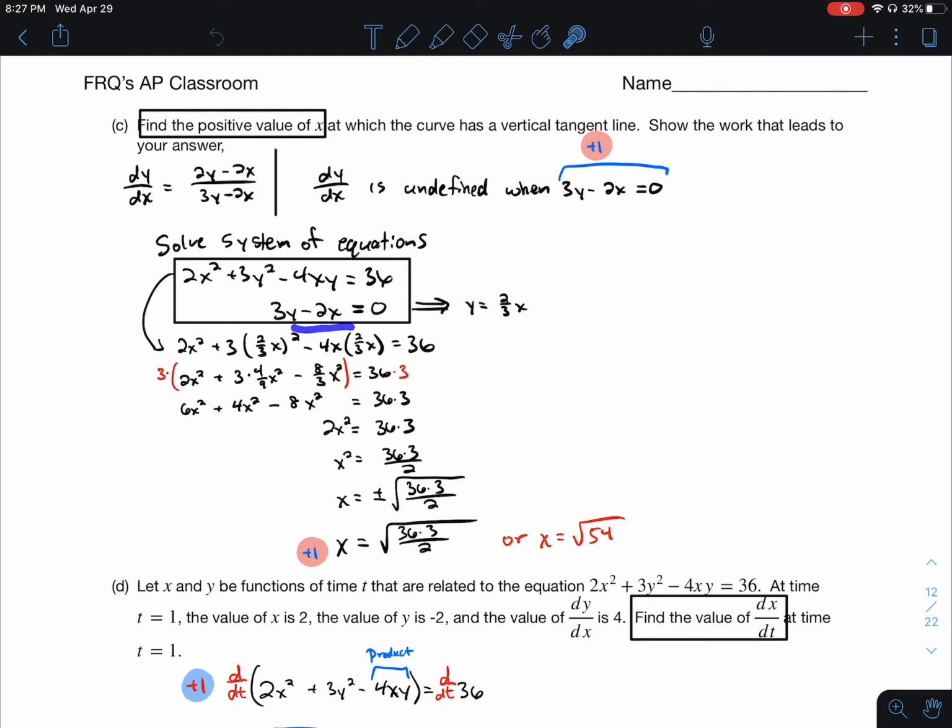If we get y by itself here, we would add 2x to both sides and then divide by 3, and we would get this little fella. We then take this equation. Every place you see a y, you replace it with 2/3 x.